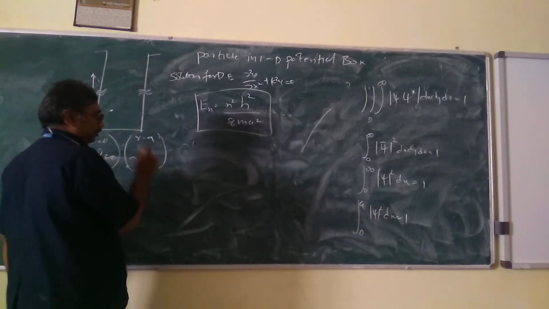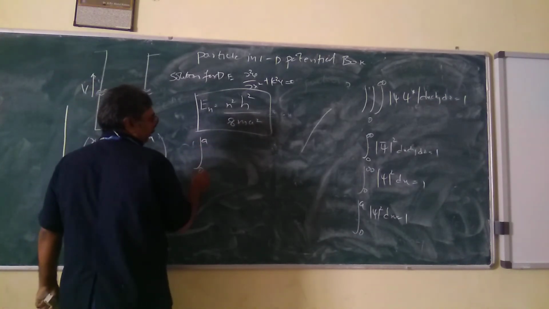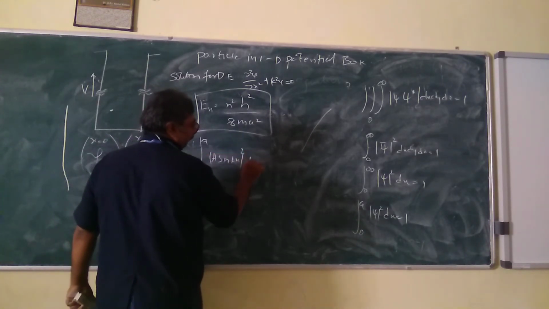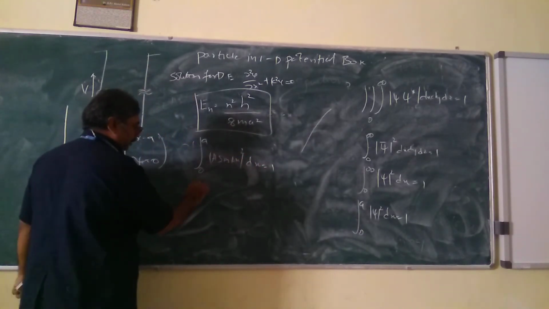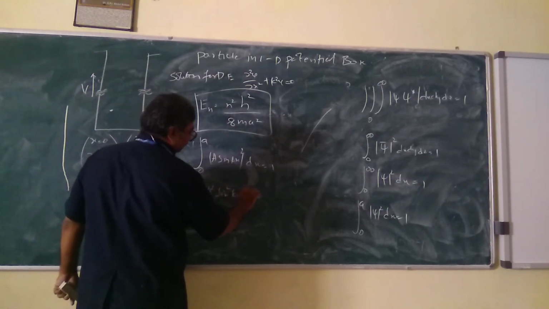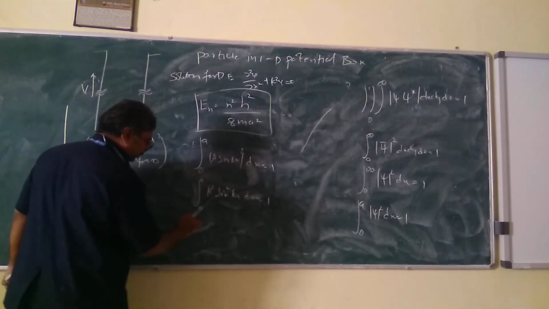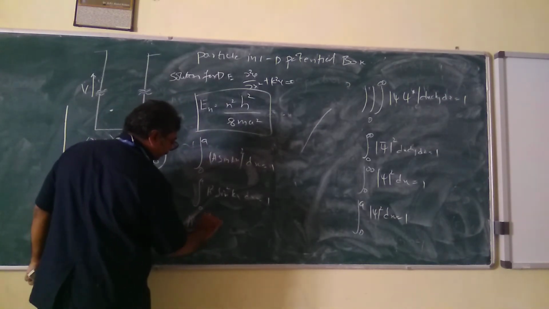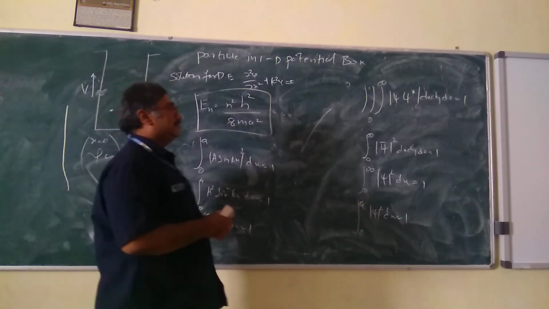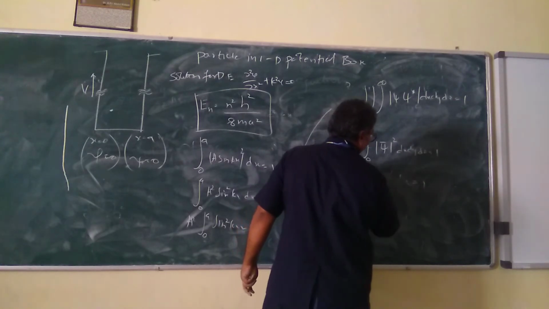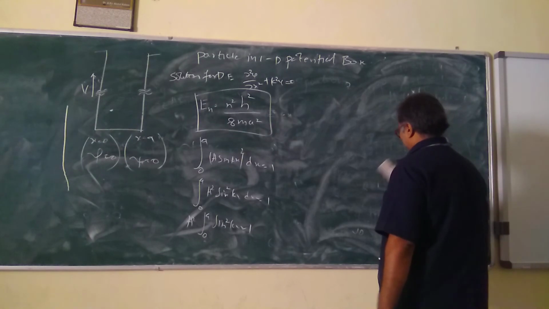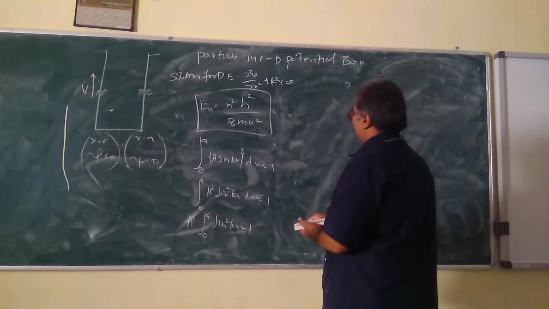Then how do we do it? We know that integral 0 to a of mod of A sin kx squared dx equals 1, or this will be A square integral 0 to a of sin square kx dx equals 1. So we need to integrate this value. How to integrate it? We need to convert this sin square into another form, because direct sin square integration is not advisable.